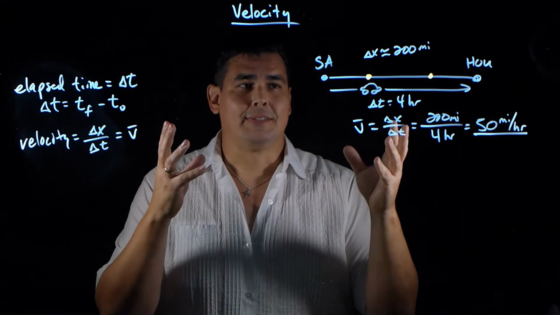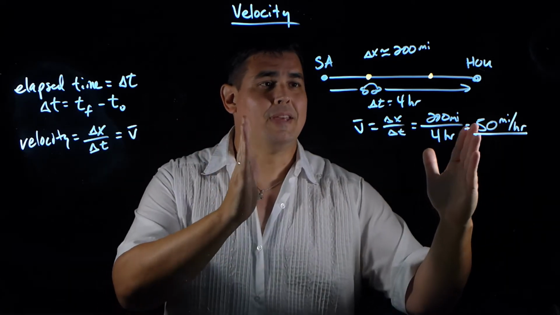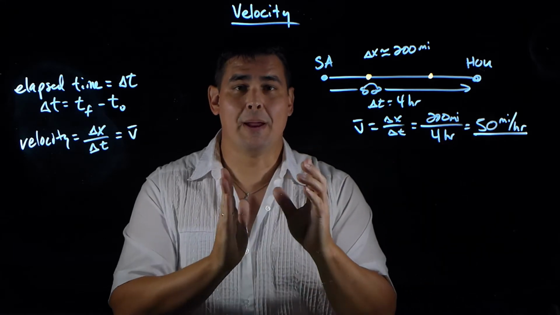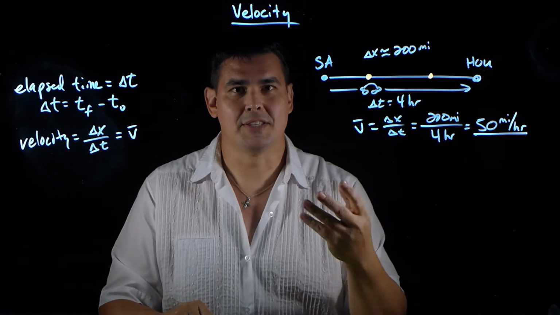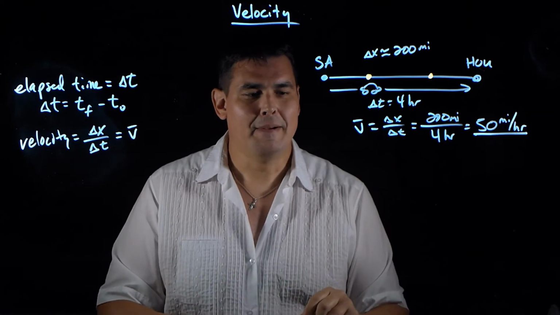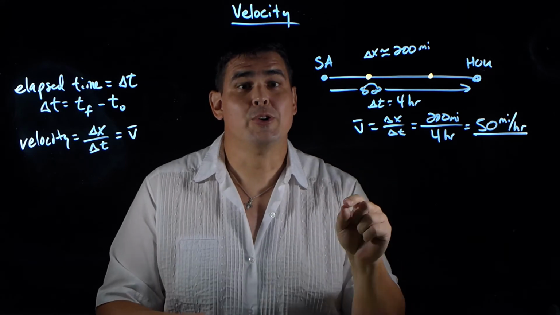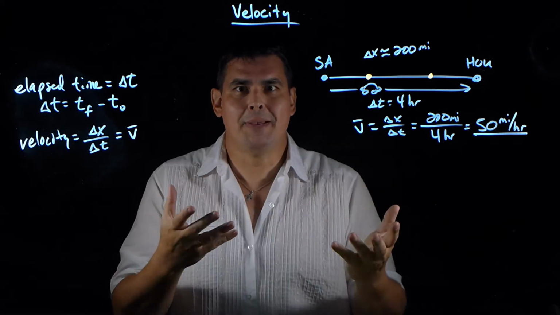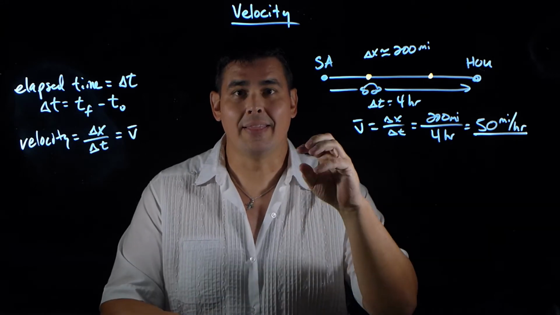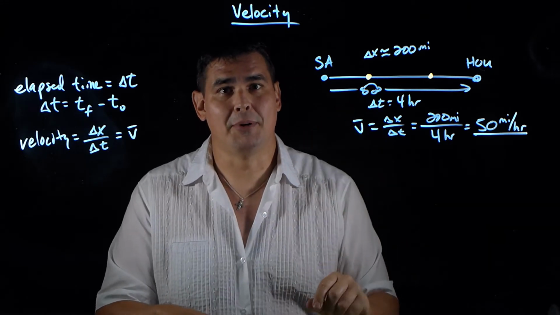So if you take this down to the logical minimum, if I make that time interval as small as possible, the time interval would be like the blink of an eye, right? That's the smallest possible time you can think of, right? So with the time interval being that small, that'll tell you your speed at that moment in time. And that's basically what your speedometer is. Your speedometer is telling you how fast you're going at the instant in time that you look at the speedometer.